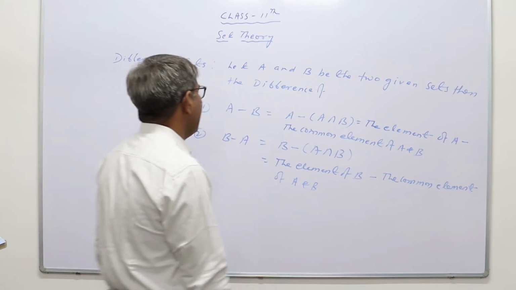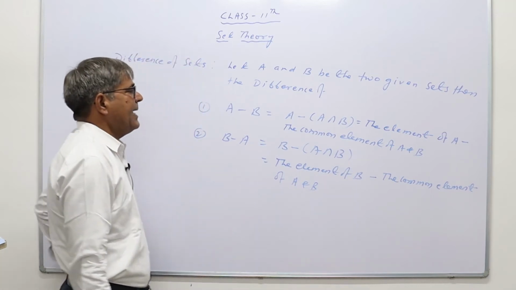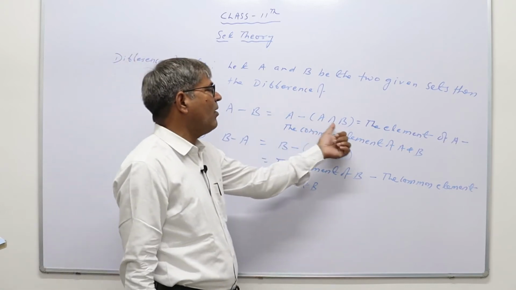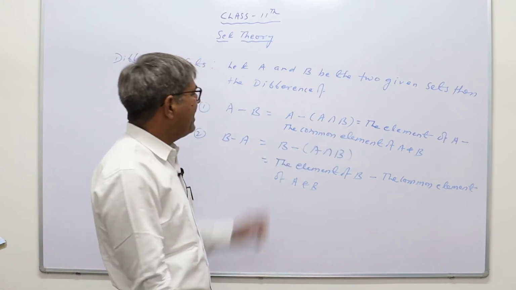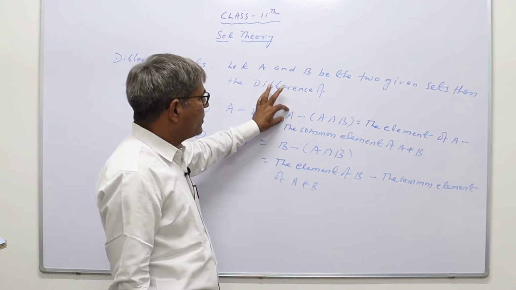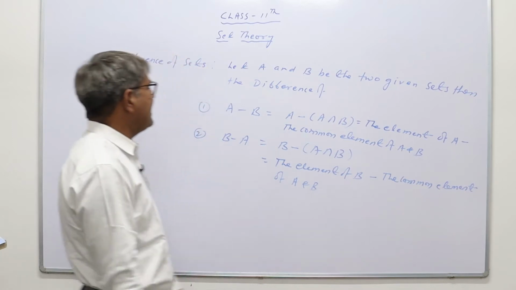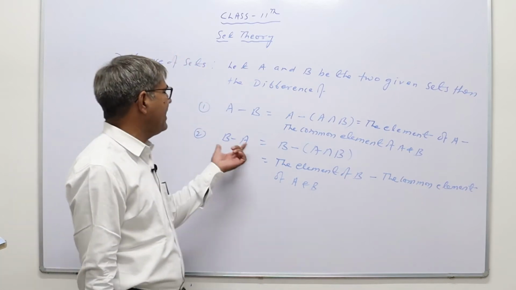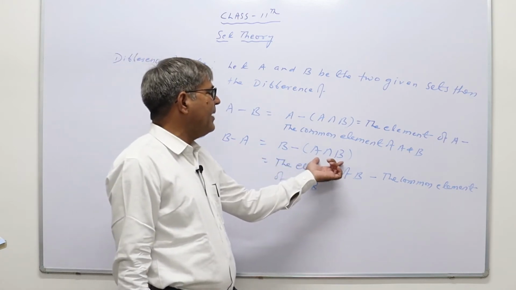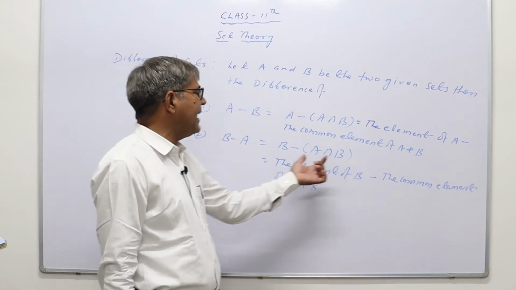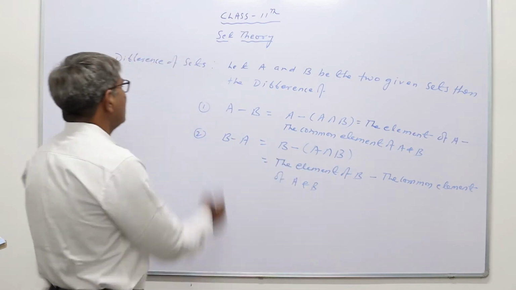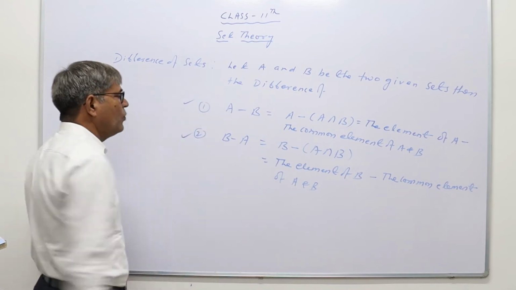So to find A minus B, first of all we will find the common elements of A and B, and then we will subtract them from the elements of A. So this will be known as A minus B. Similarly, if we have to find the difference B minus A, then first we will find the common elements of A and B, and then we will subtract such elements from the set B. So these are the differences of two sets.